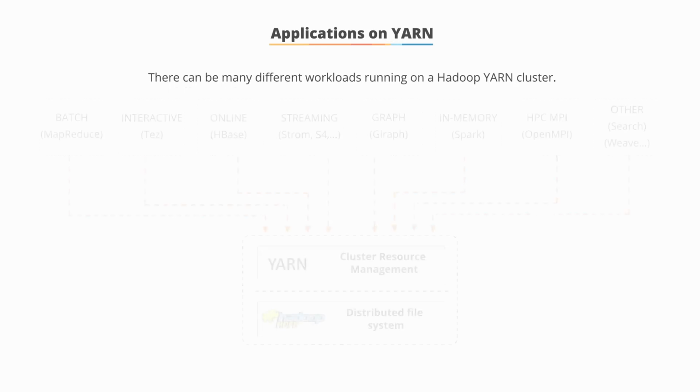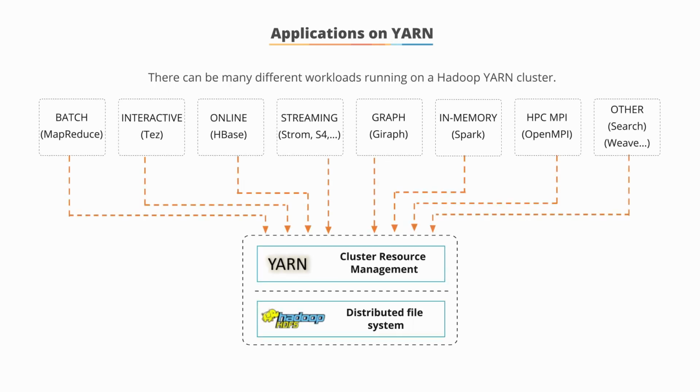Applications on Yarn. Due to Yarn's generic approach, a Hadoop Yarn cluster runs various workloads. This means a single Hadoop cluster in your data center can run MapReduce jobs, Storm jobs, Spark jobs, Impala, and many others.